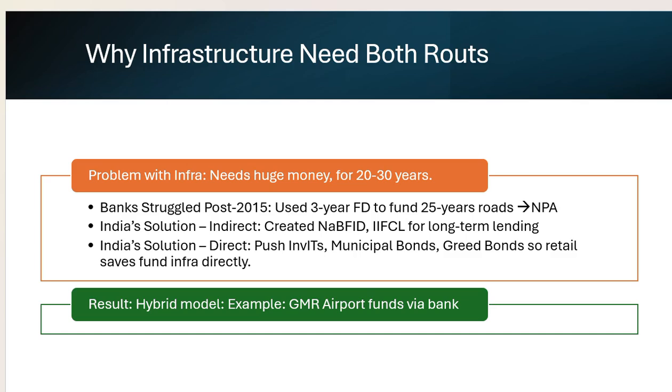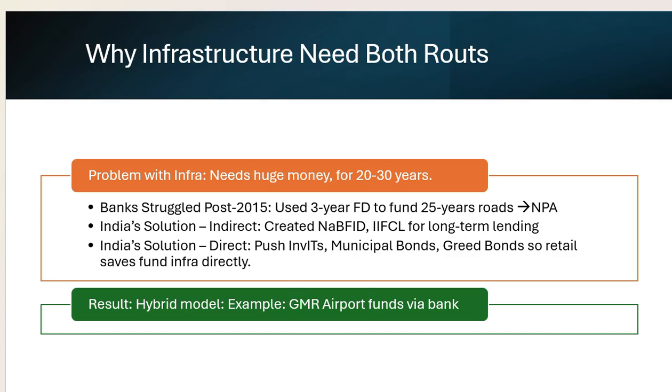It creates non-performing assets, or it creates asset liability mismatch for the bank. So the solution is indirect financing, creating NaBFID or the IIFCL for long-term lending. Their role is to issue bonds in the market, or to issue equity and collect funds from there for 10 years or 15 years, and then directly invest in infrastructure projects.